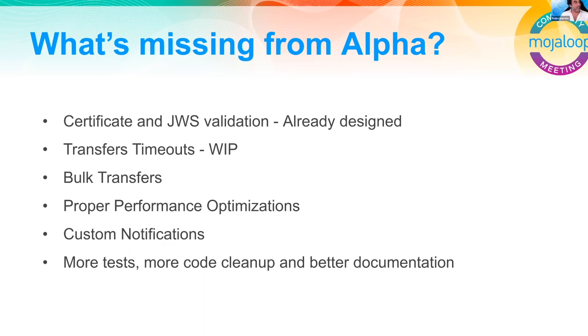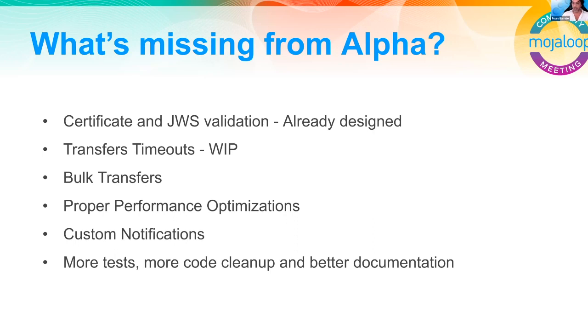All right. So sorry, I need to wrap up, and I'm going to go as quick as possible. So this is what's missing from Alpha. The certificate and JWS validation. This is designed. Mind you, I don't want to scare people. It's not done because we didn't have time. It's designed for transfer timeouts. Again, this is designed. We already have the scheduling mechanism that allows us to send a message when timeouts happen. Bulk transfers is not there yet.